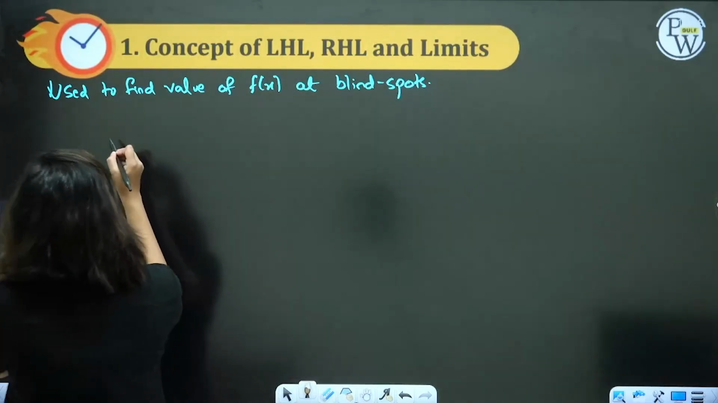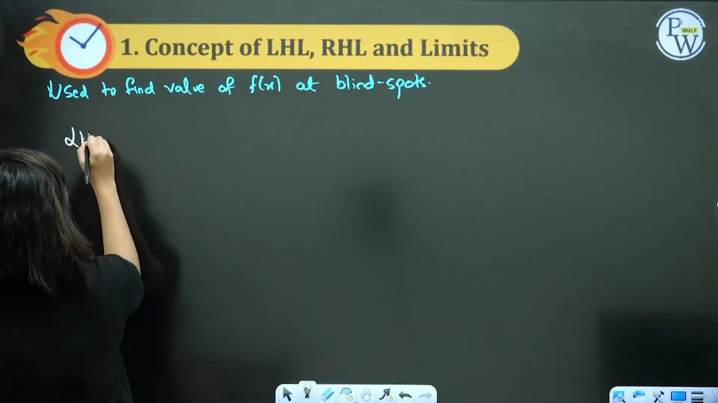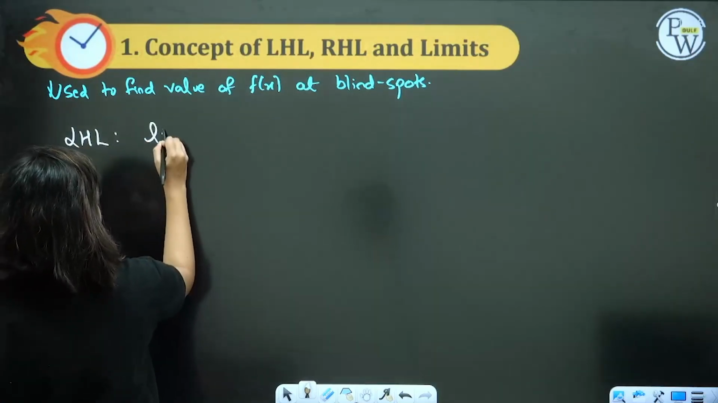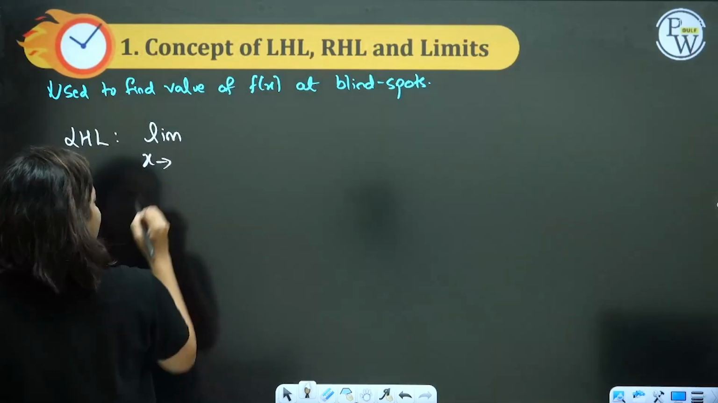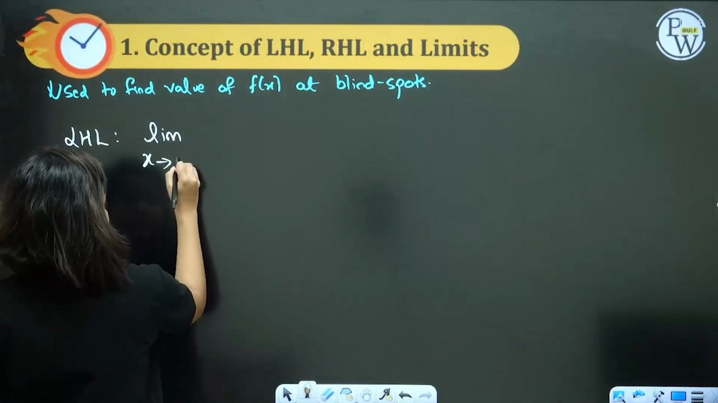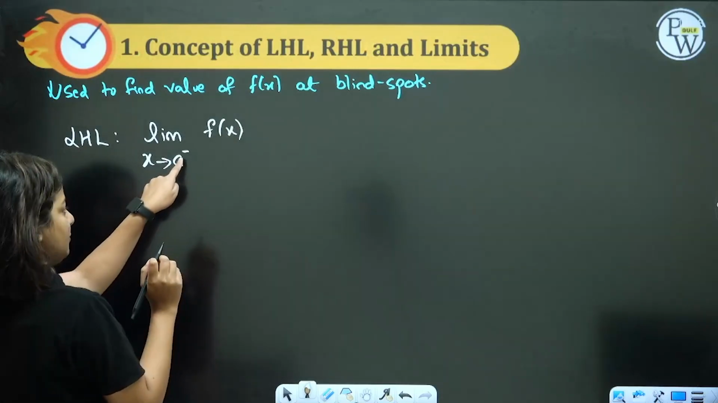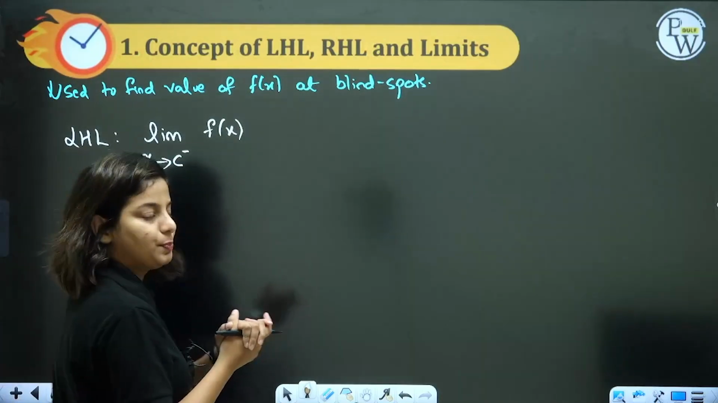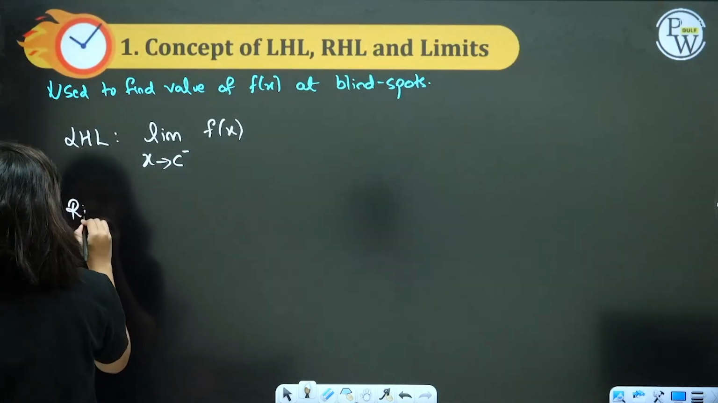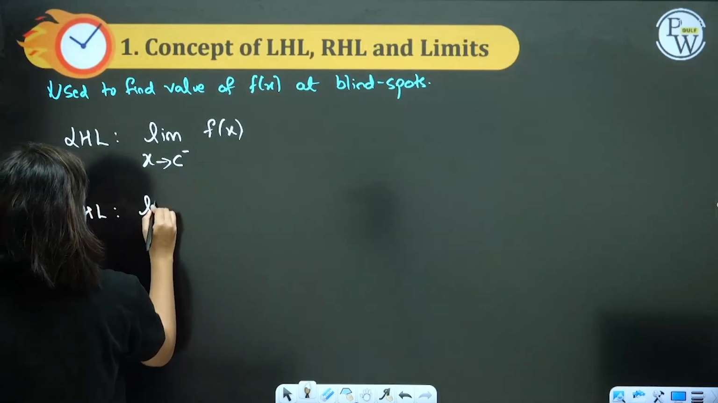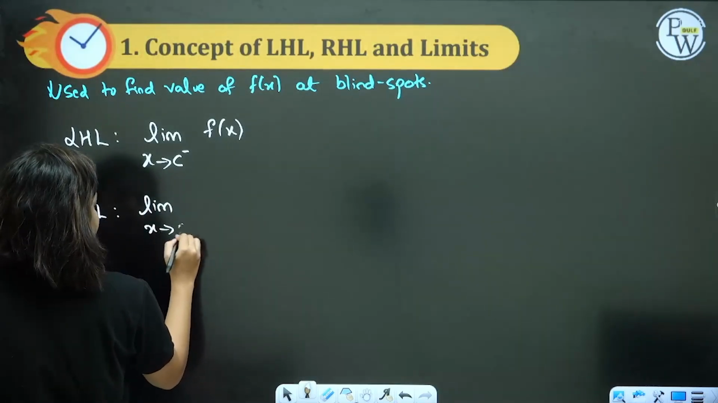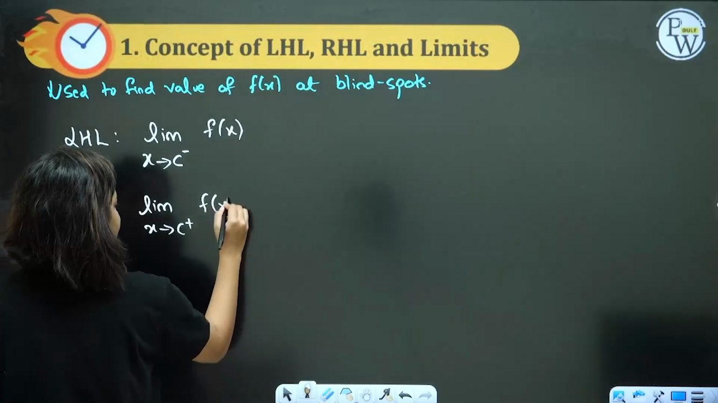The left hand limit, LHL, is written like this: limit x tends to, suppose you are calculating at a point c minus, f of x. For left hand limit, you put a minus in the superscript. And for right hand limit, it is limit x tends to c plus, f of x.